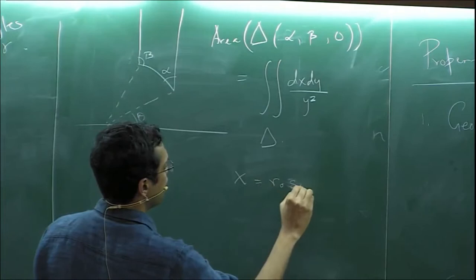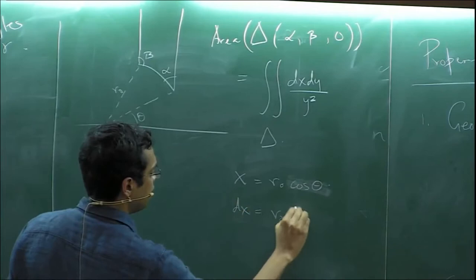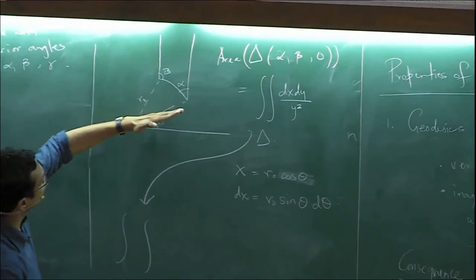So sine theta. So this is our r naught. Then dx is maybe cosine theta, and this is sine. dx is r naught sine theta d theta. So what you have to do here, this integral becomes, well, theta varies from alpha to pi minus beta.